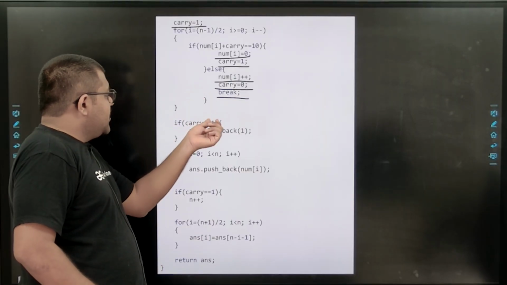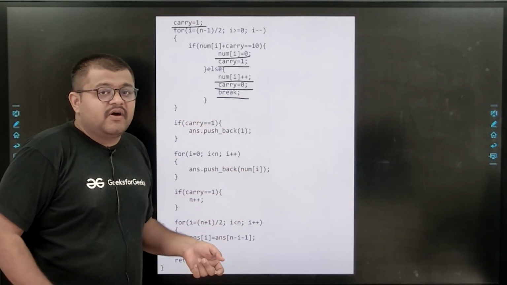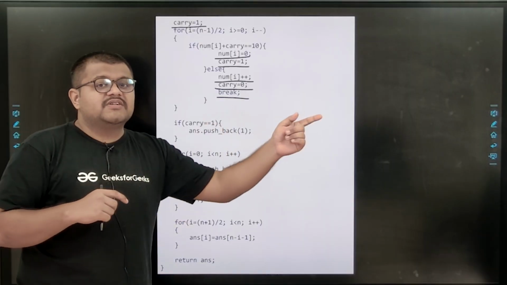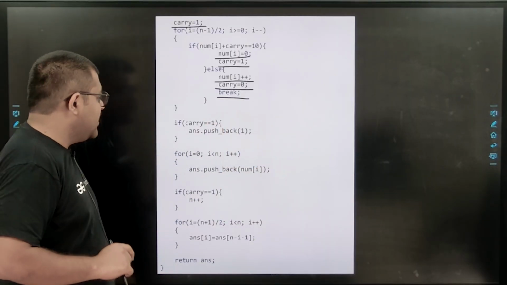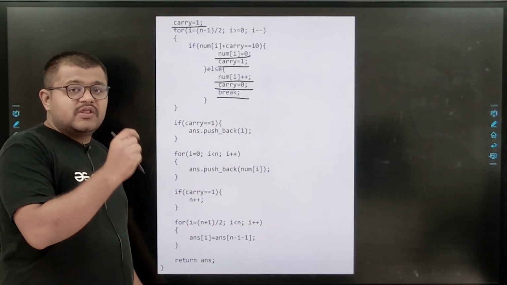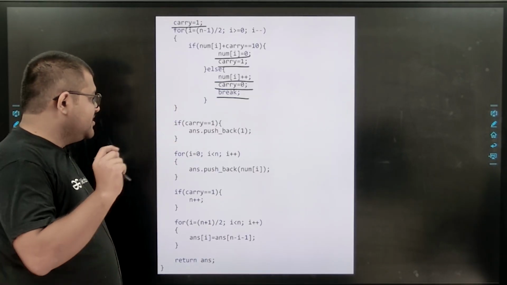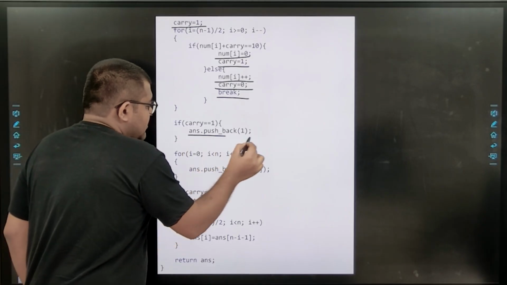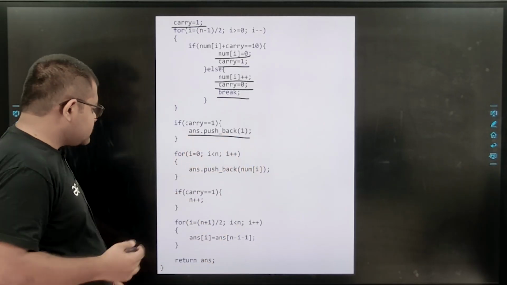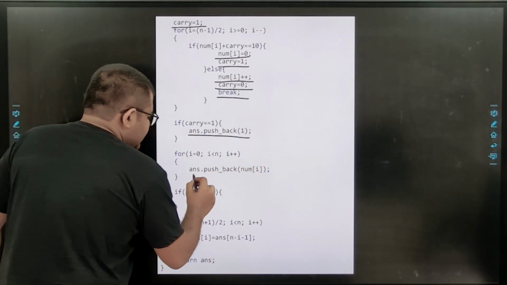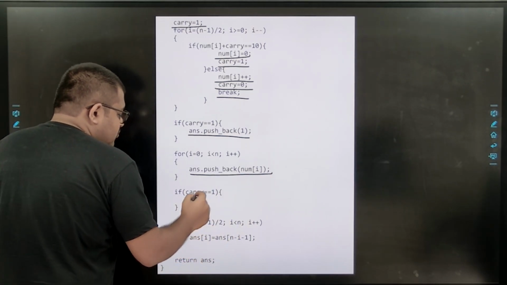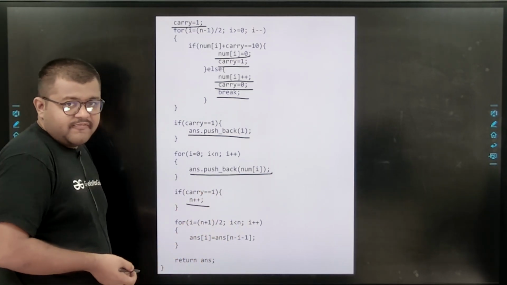Now after coming out of this, if carry is still 1, when would it be 1? When all the numbers are 9, which we saw in the last example. In that case our carry would be the first element. We will increase the number of digits, so I'll push carry in our answer, then I'll push the remaining elements, and if carry was equal to 1, I'll increment the number of elements.